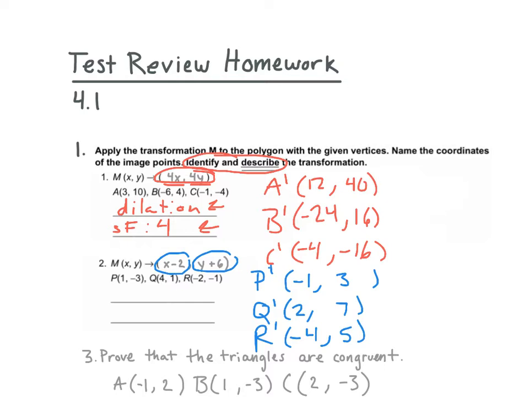So what type of transformation is this? Translation. And how would we describe the transformation? Going to the left and then going up. So we're going to the left 2, because remember, x tells us left or right, and y tells us up or down. So we're going to the left 2 and up 6.